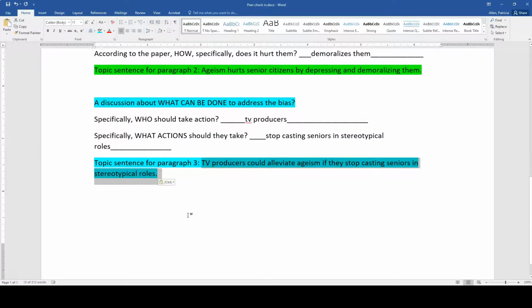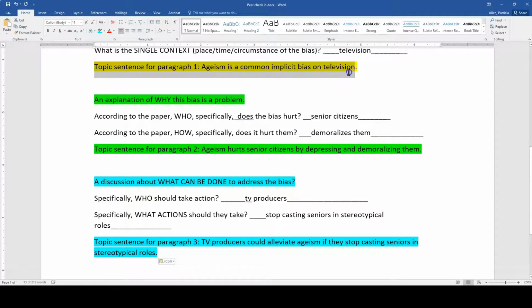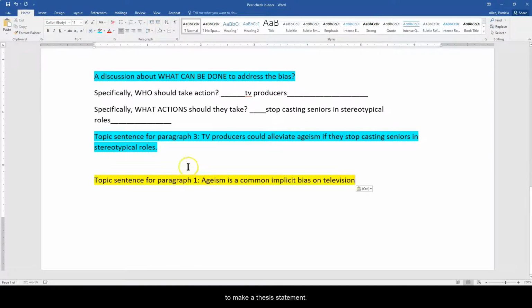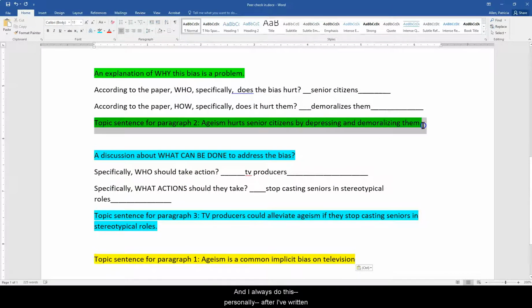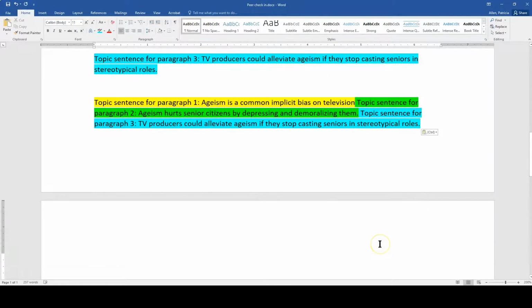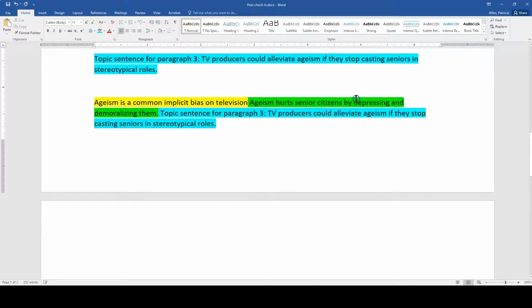Now what we do is we take these three topic sentences and we combine them to make a thesis statement. And I always do this personally after I've written the body paragraphs of my paper, because I don't really know what I'm going to say in my paper until I've written it. So here I have these three sentences, and I'm going to just find a way to combine them. And yeah, it's going to be one really long sentence.